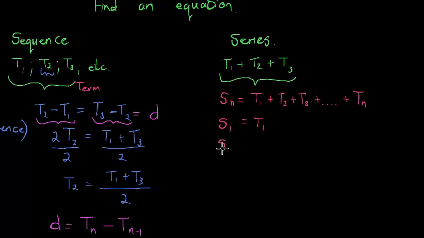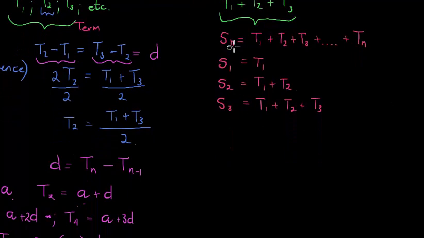What is S2? T1 plus T2. What is S3? T1 plus T2 plus T3. Excellent. Okay, you get it? Great. So now let's go find a formula for Sn. So I'm going to show you the proof. You must know this proof.